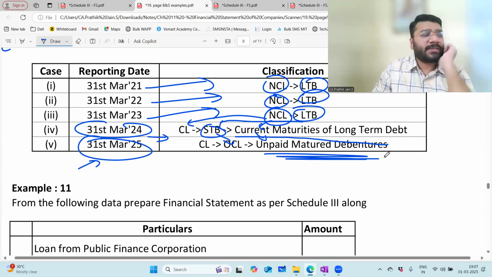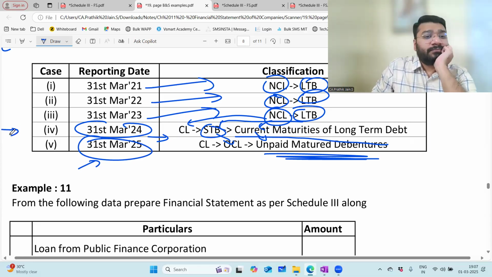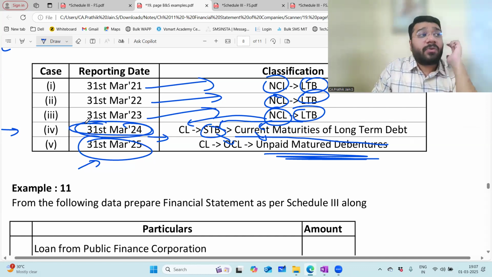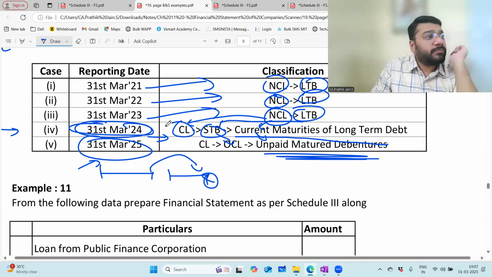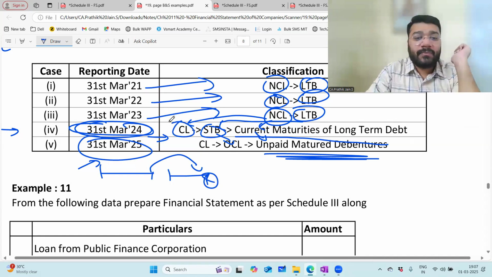Yes, sir. The reporting date, this is the date of reclassification. Correct. It will be 1/4/24 only, so that time only we'll reclassify. We are preparing the balance sheet on 31st March 24. I'm telling you, if from 31st March 24 you are due for payment at any time in the next 12 months, this becomes your current liability. Clear? Any problem in this?